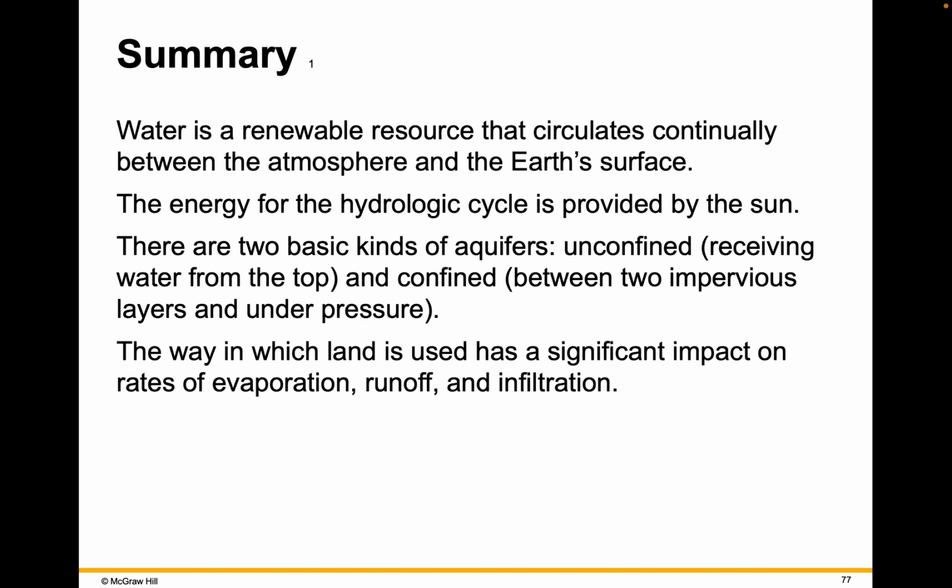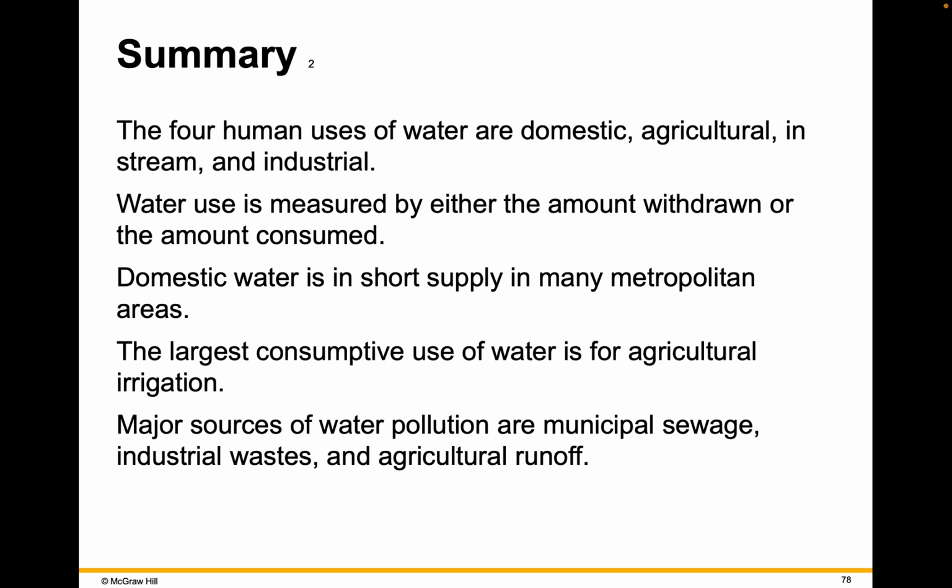All right, so in summary, water is a renewable resource that circulates continually between the atmosphere and Earth's surface. The energy for the water cycle is provided by the sun, and there are two basic kinds of aquifers. An unconfined one, receiving water from the top, and a confined aquifer, between two impervious layers and under pressure. The way in which land is used has a significant impact on the rates of evaporation, runoff, and infiltration. The four human uses of water are domestic, agricultural, in-stream, and industrial. Water use is measured by either the amount withdrawn or the amount consumed.